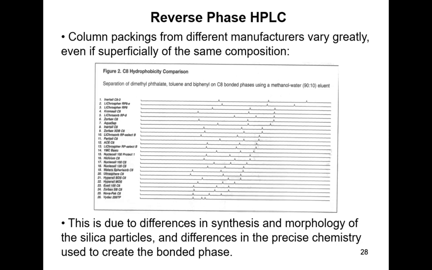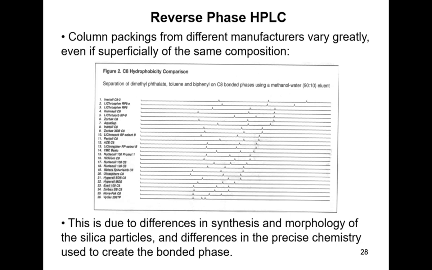The same mixture of three compounds, and what this is showing is the relative retention times for those three compounds on lots of different columns from different manufacturers. And I don't know what all of the precise differences between these are, but it depends on exactly how they produce the silica, how they set up the chlorosilane reactions, what additional steps like the end capping they might be doing. And you can see it's quite a range of different retention times there.